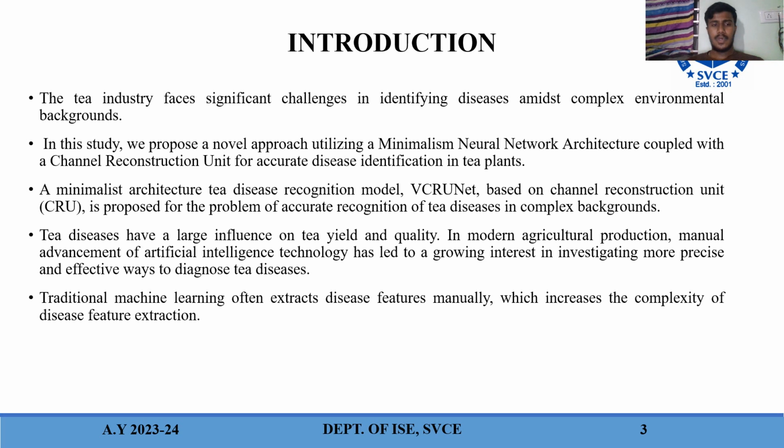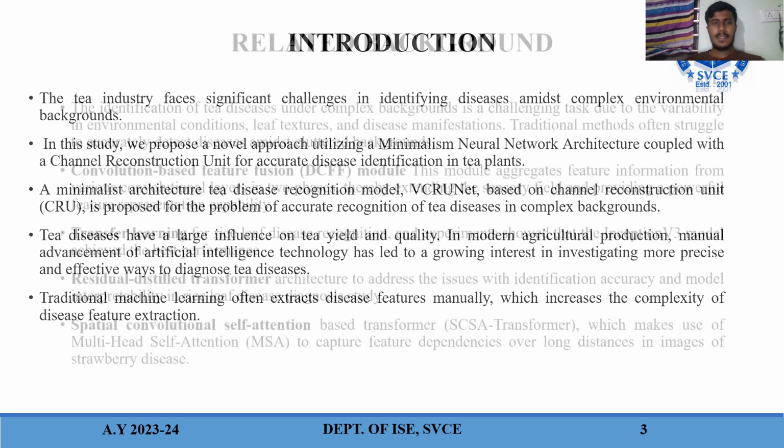So here, by using artificial intelligence, we can investigate more tea diseases, and traditional machine learning often extracts disease features manually, which increases the complexity of disease feature extraction. So this is all about the introduction. Let's move on to the related background.